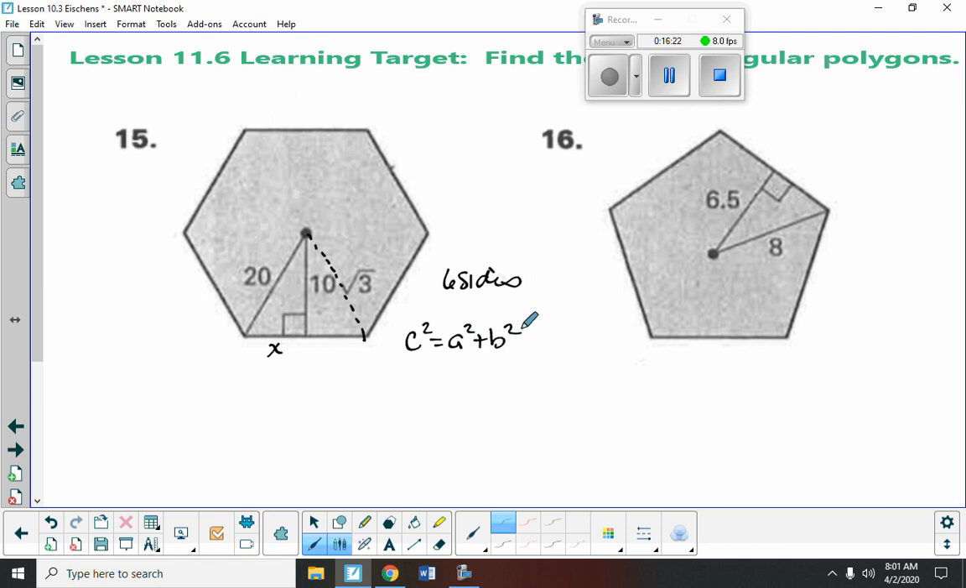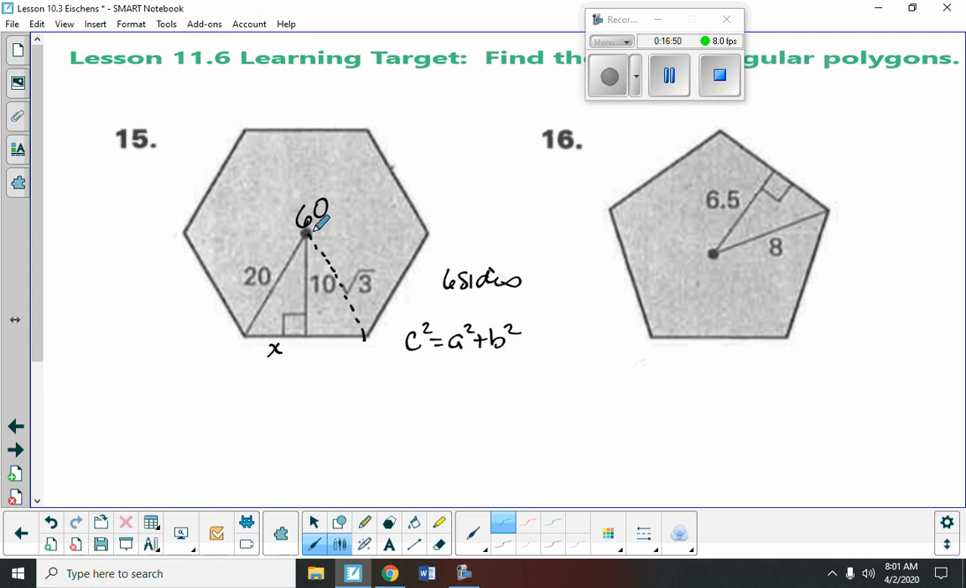Again, remember guys, you could determine what this angle is. Take 360 divided by 6. So this is 60, which would make this 30. And I guess that's what I did when I did it in my notes. I kind of like that better. Let's do it that way. But again, you could do the Pythagorean theorem here. You could do 20 squared equals 10 root 3 squared plus x squared. You want to first multiply 10 times the square root of 3 though, before you put it in the Pythagorean theorem.